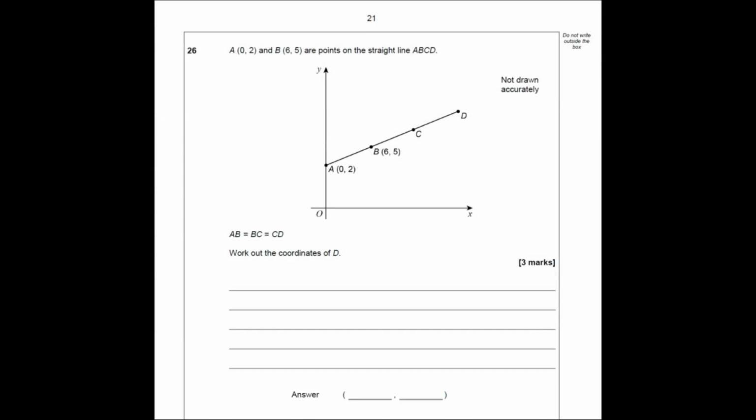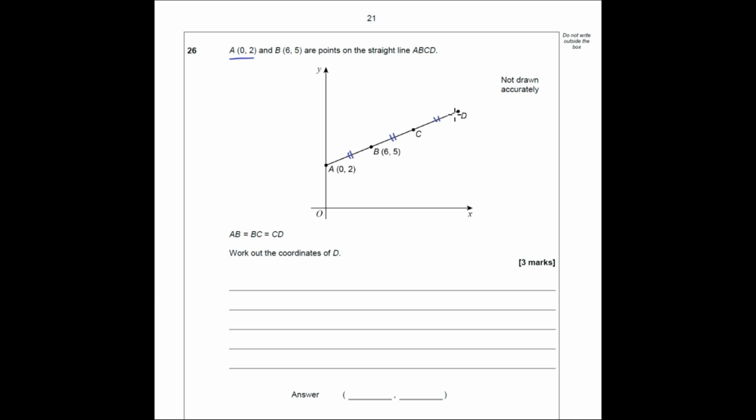Question 26. This point A, 0, 2, it's here, and B, 6, 5, it's here, are points on the straight line ABCD. Okay, this is a straight line, and then we know AB is equal to BC and equal to CD. That means this segment is equal to this segment and equal to this segment, so they have the same lengths. Work out the coordinates of D.